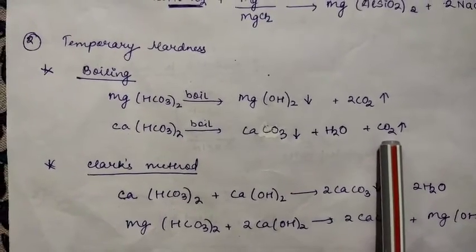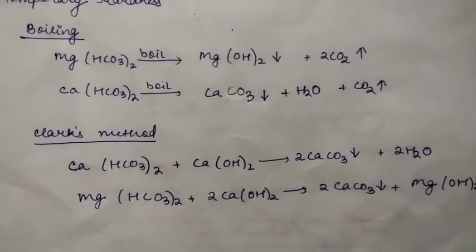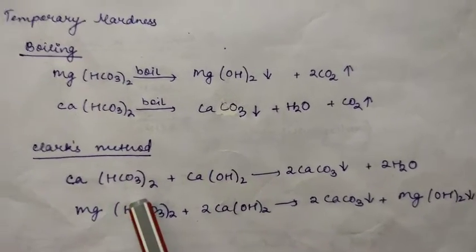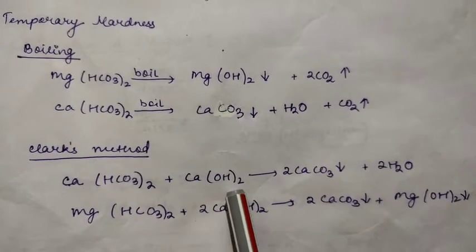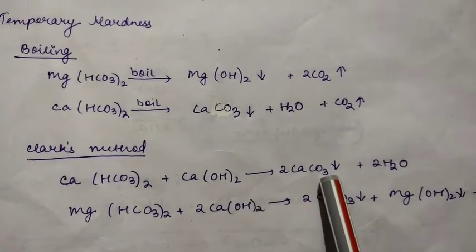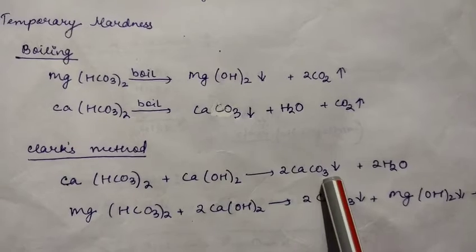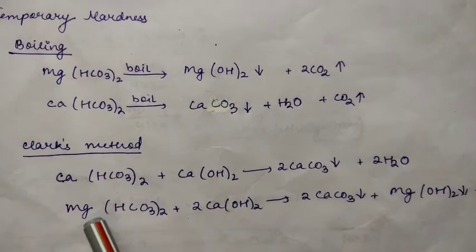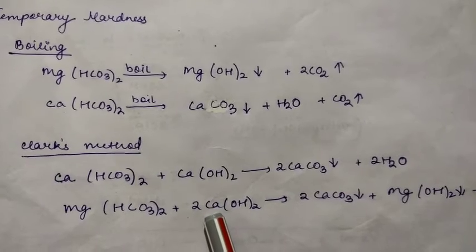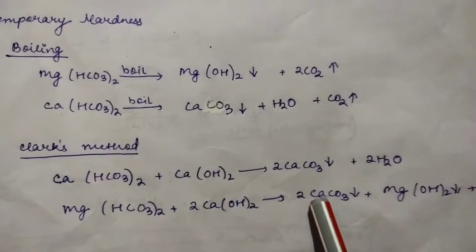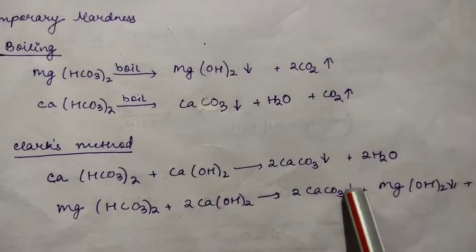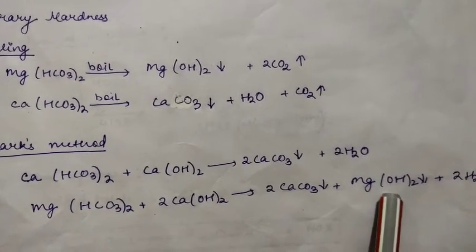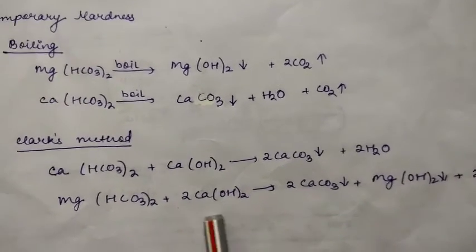Carbon dioxide is released. The second method is the Clark's method, in which we are going to use calcium hydrogen carbonate reacting with calcium hydroxide. We will get calcium carbonate, which is a precipitate, plus water. Next, magnesium hydrogen carbonate plus 2 calcium hydroxide will give calcium carbonate, which is the insoluble portion, and we will get magnesium hydroxide plus water.